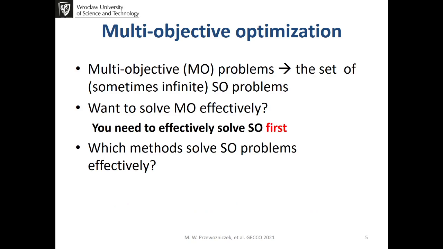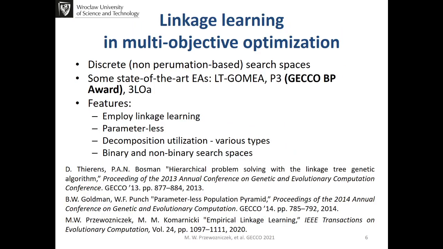So, what is the conclusion out of this? We may say that the multi-objective problem is actually a set of single objective problems, and this set, of course, may be infinite. So if we want to solve multi-objective problems effectively, then we should first solve the single objective problems effectively. Now, the question is, which methods are effective in single objective optimization? Let's take a short view.